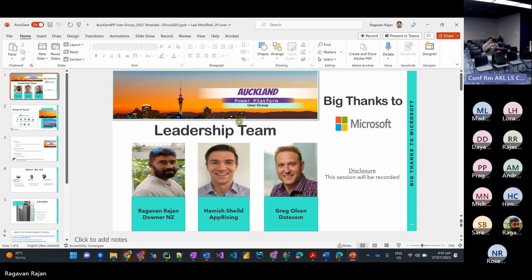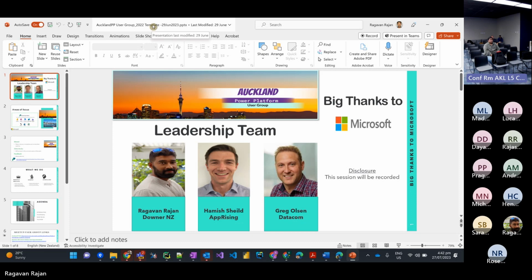So this is just a quick background. This is the Auckland Power Platform user group. It was initiated by Charles, who has left Microsoft now. He was a community program manager long back, and he encouraged us to start this in Auckland. It was supported by various people, Daniel Lund and Bill also from Nick. My special thanks to Greg and Hamish, who kindly accepted to start this as a separate group.